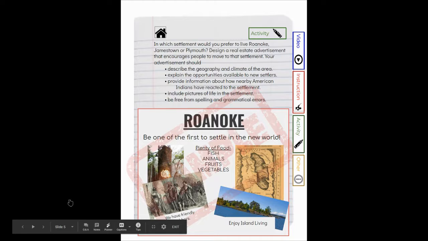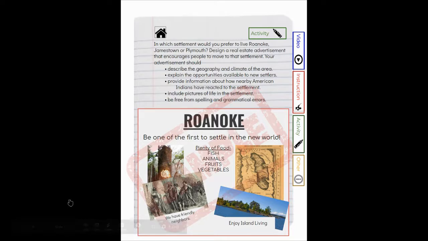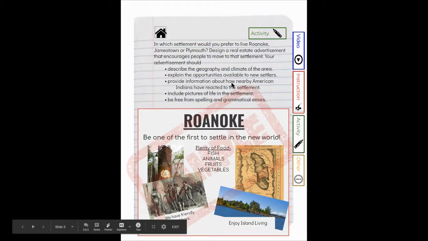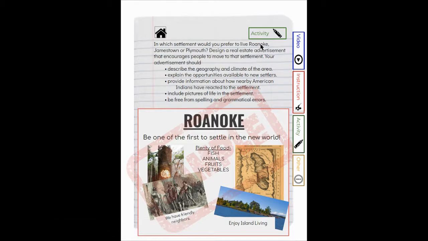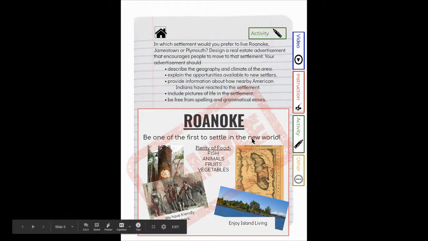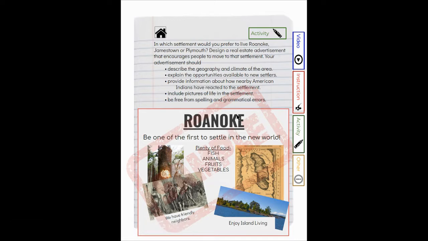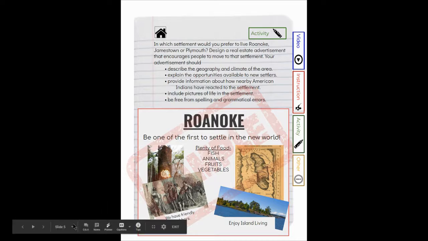And then again, this is a sample of what the final activity is going to look like when you get to the last lesson here. So you are going to create a real estate advertisement that encourages people to move to a settlement, either Roanoke or Jamestown or Plymouth. So we looked at this one last time that was made for Roanoke, just as a sample of an idea of what you're going to need to do. You won't actually complete this activity until after your next lesson about Plymouth.